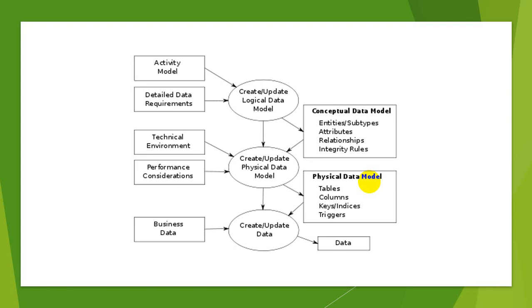Similarly, in the physical data model, we go to the depth. ये जो entities, attributes, relationships हैं, इनकी further depth है physical data model में. We have tables and columns, keys and indices and triggers, etc. And there is a logical data model.